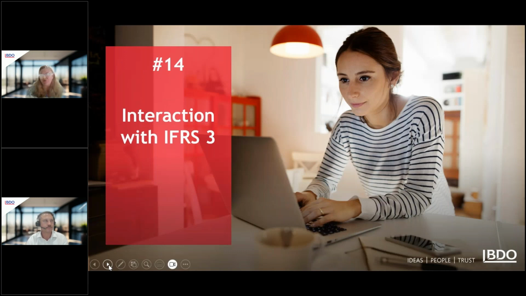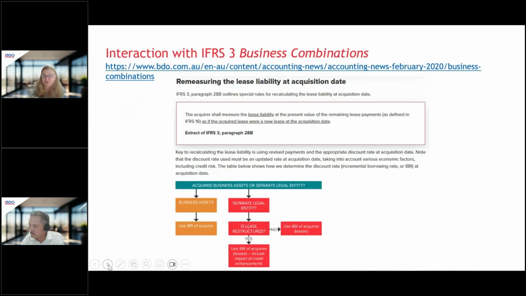Then in number 14, now this is one that I'm dealing with very regularly. And this afternoon, I've got another meeting with a client about this because there's a lot of movement in the market, maybe not IPOs, but where some businesses are buying other businesses, a period of consolidation, I would say. And therefore, there's this interaction between IFRS 16 and IFRS 3.